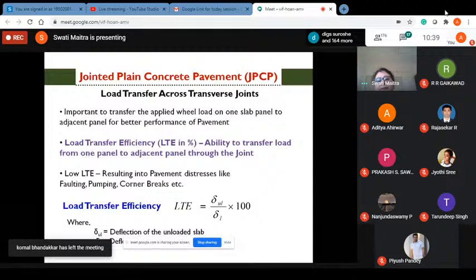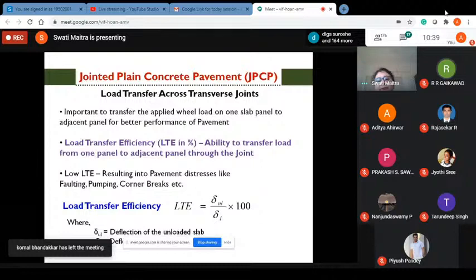If the joint width is not sufficient, then due to thermal expansion, the two slabs hit and there is a blow up type of distress. This creates a lot of energy and a lot of sound, and it is a very serious type of distress. So it is very, very important to properly design the joints.